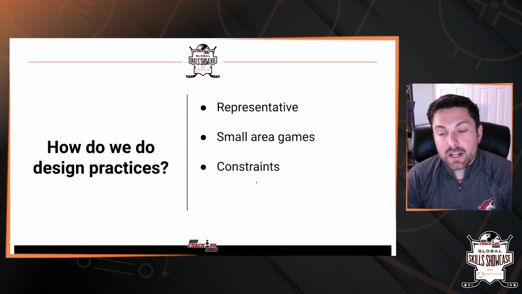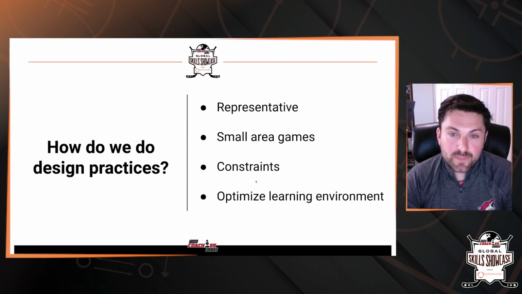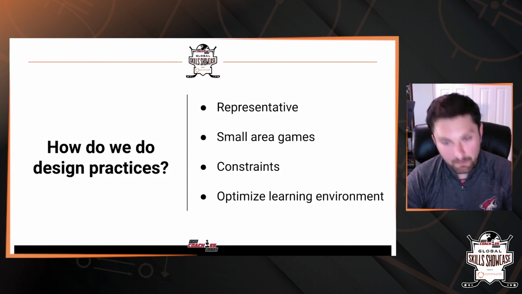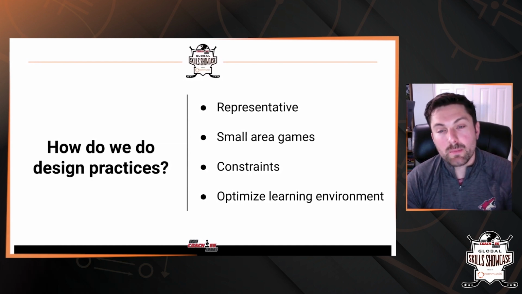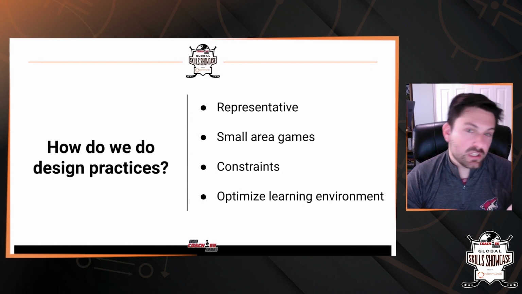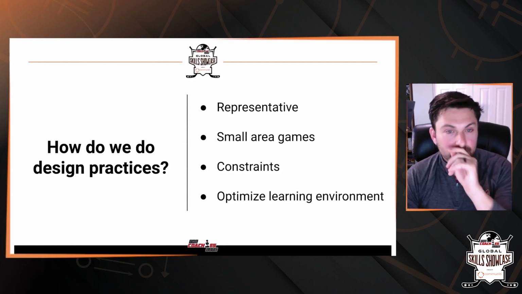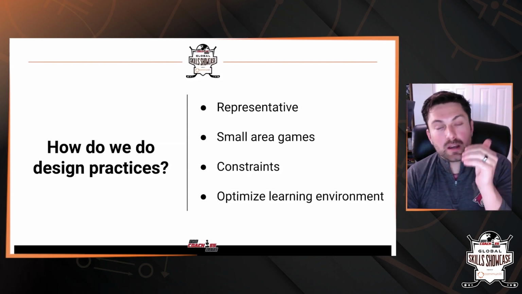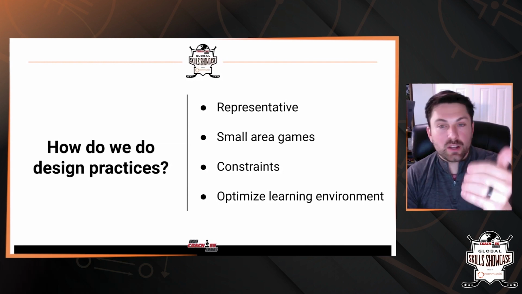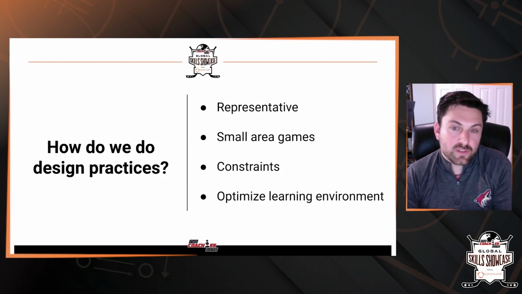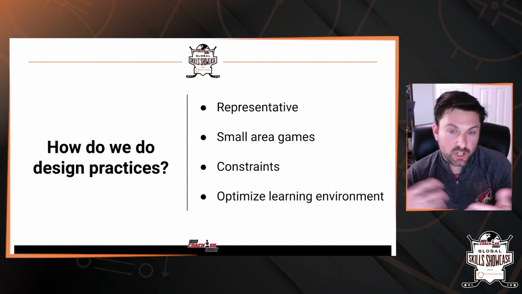And lastly, we're going to try to optimize the learning environment. Now, what that means is we're going to make it fun. If it's not fun, players are not going to be interested for very long. We're going to manage success rates. We want to build a game that players are successful 60 to 80% of the time. If they're only successful 50% of the time, they might become frustrated and they're not going to want to continue to play that game because they're not very successful. At the end of the day, people want to do things that they're good at.